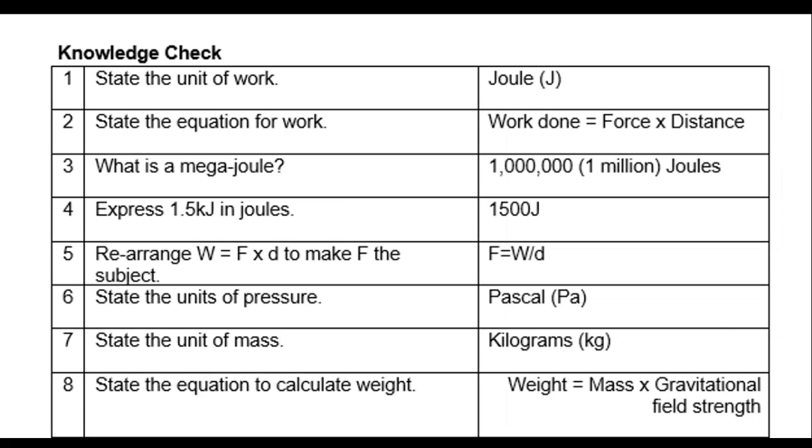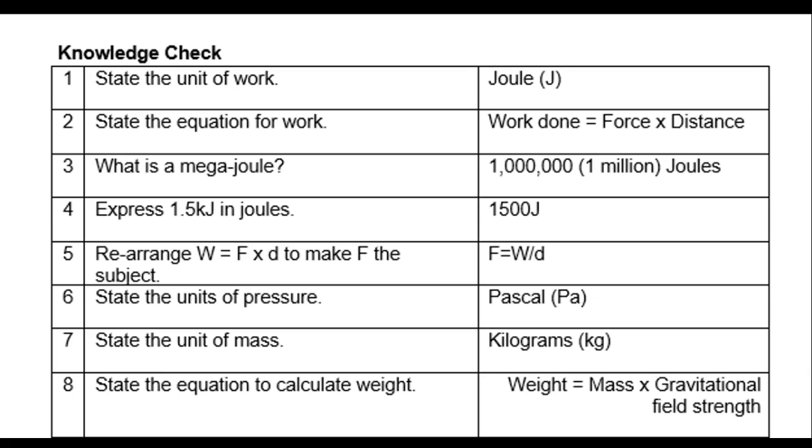Here are the answers. So for question 1, the unit of work is a joule, as represented by a capital J. For the equation of work, work done equals force times distance. A megajoule is equivalent to 1 million joules. 1.5 kilojoules in joules is 1,500 joules. When you rearrange work done equals force times distance to make force the subject, we get force equals work done divided by distance.